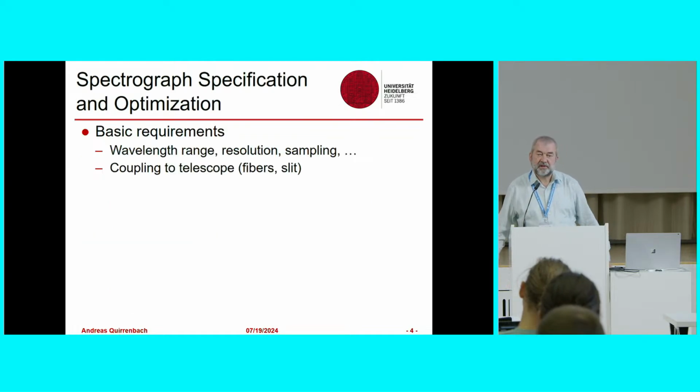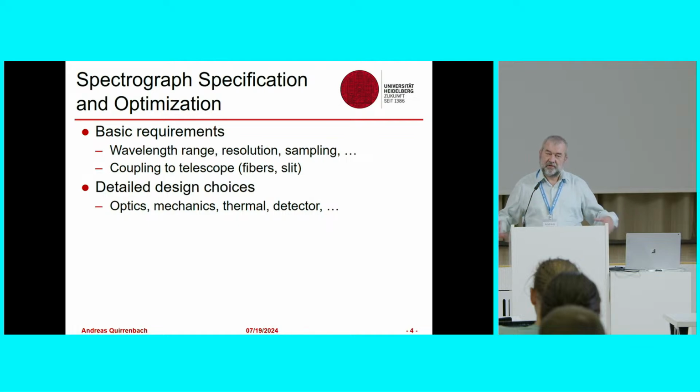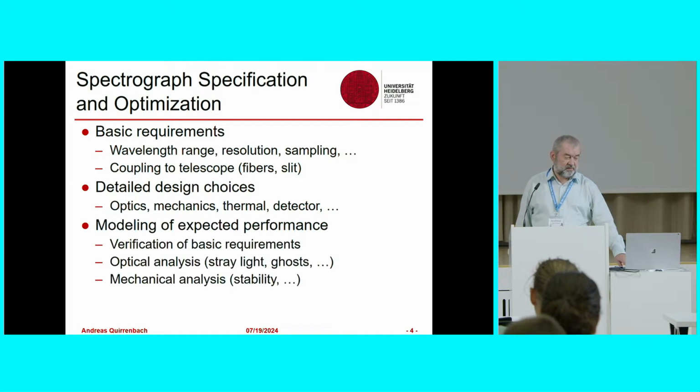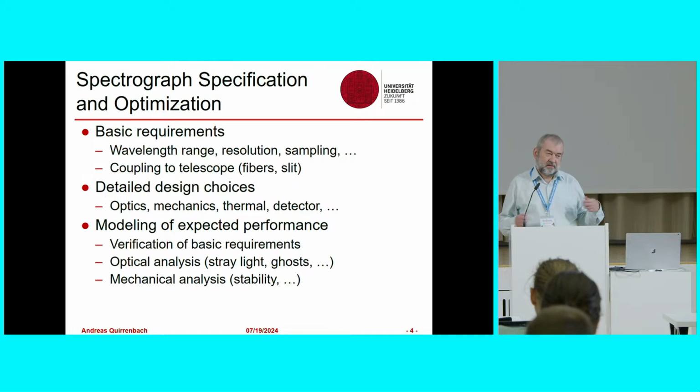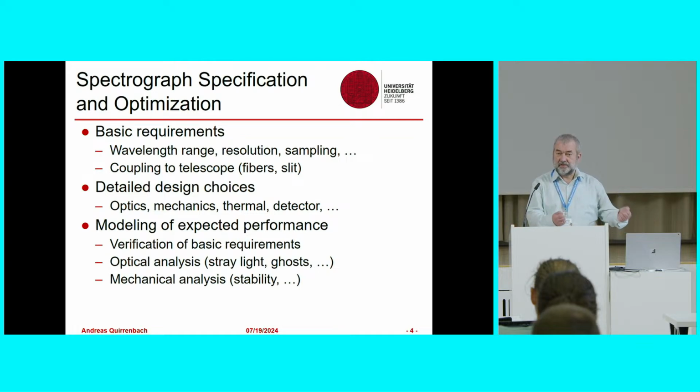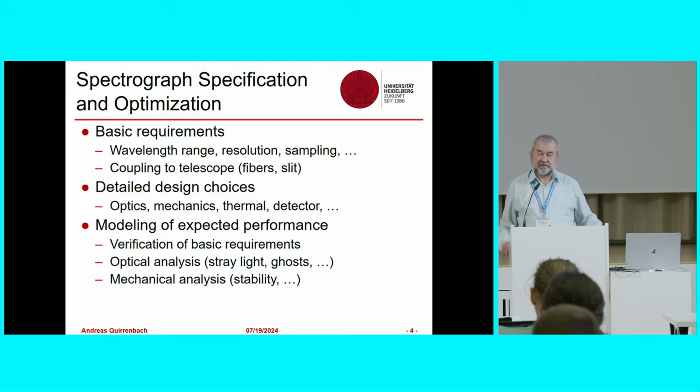So how does this spectrograph specification and optimization work? You start with the basic requirements. You specify wavelength, resolution, sampling, how you want to couple to the telescope, and so on. Then you go through detailed design choices. So there's an optical design, mechanical design. You decide which detector you use and all these things. Then there is detailed modeling, typically in the preliminary design phase and final design phase, where you verify that your design fulfills the basic requirements. You do optical analysis, mechanical analysis, and so on.